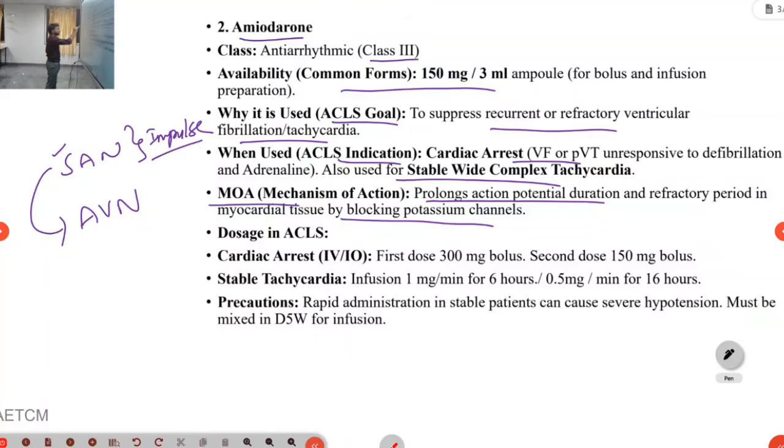So this conduction system will be slowed down by amiodarone. Okay, so that is the mechanism of action. Then dosage, especially in the case of ACLS, in the case of cardiac arrest, I told you it is 300 mg. When we have to give that, after performing the third defibrillation, we need to give amiodarone 300 mg as a bolus, and for the next subsequent dosage we can give 150 mg as a bolus.